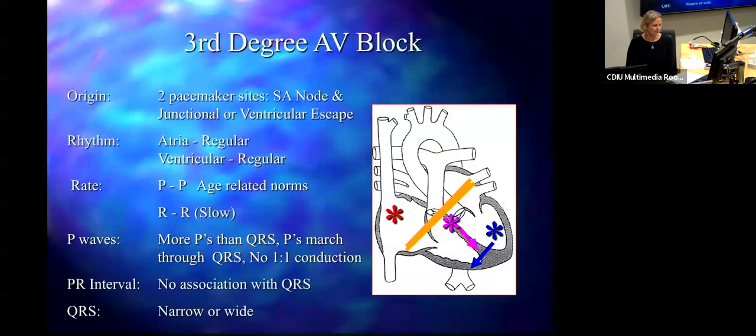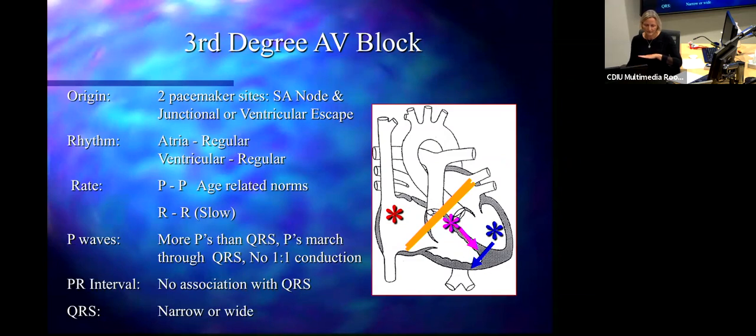3rd degree block is you have 2 pacemaker sites. So this is a complete block. Nothing from the SA node goes through to the ventricle. And so depending on where the block is, if it's higher up, then there's an opportunity for the AV node to help out the ventricle.